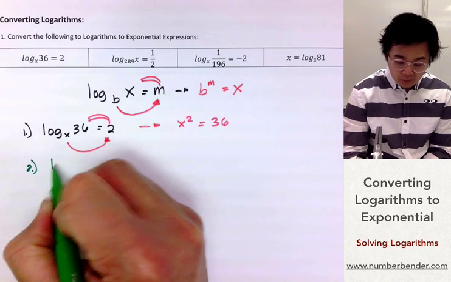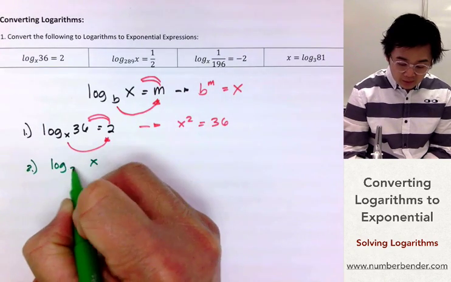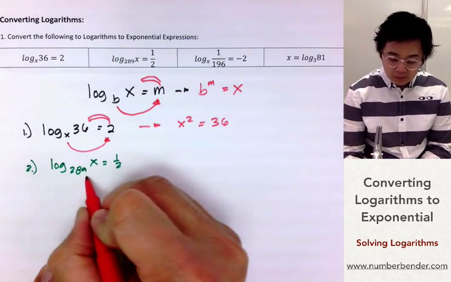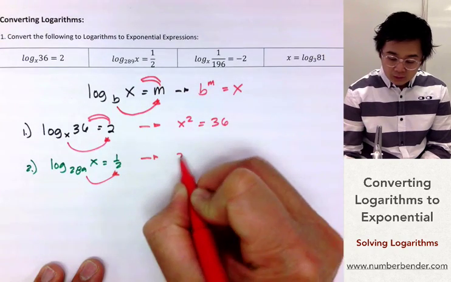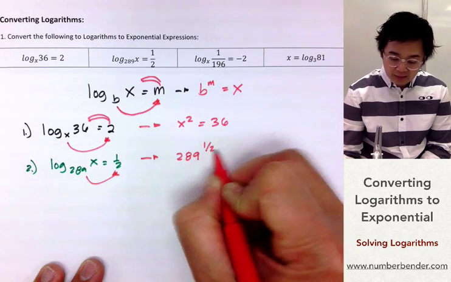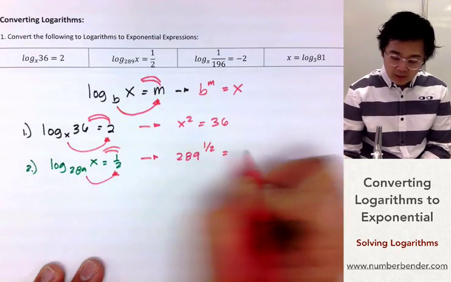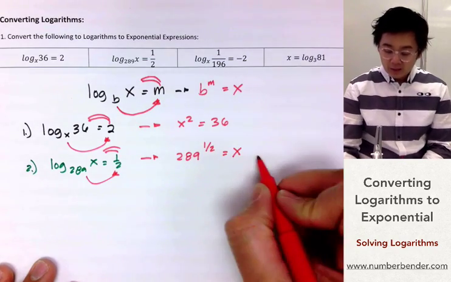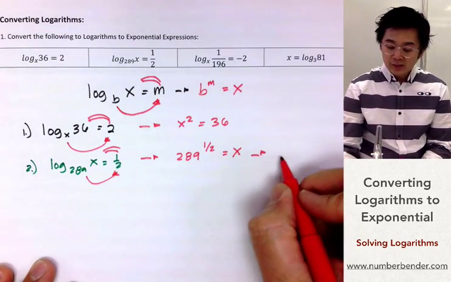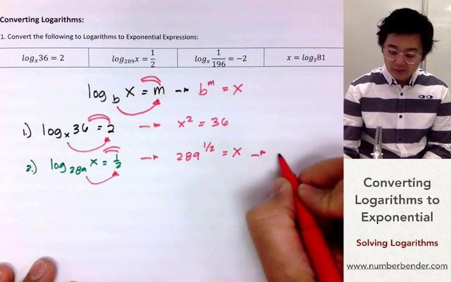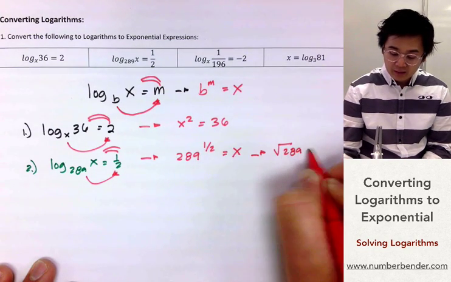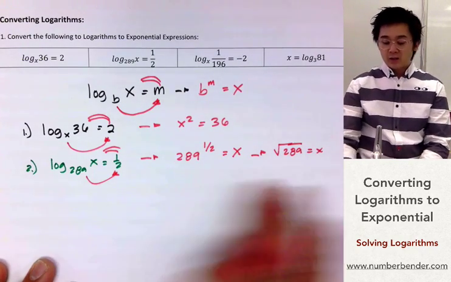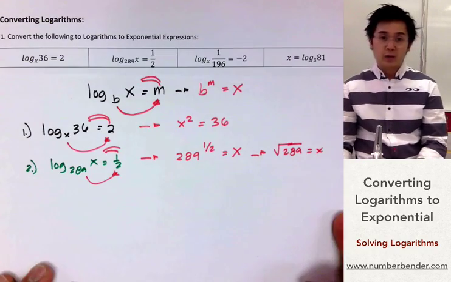So for number 2, logarithm of x base 289 equal to 1/2, if I need to change it into exponential, I'll have 289 raised to 1/2 equal to x. Or similarly, if I need to change this back to a simple equation, an exponent of 1/2 is simply the square root of 289, which is the value of x. So basically, this is how we can solve logarithm by converting it into exponential and simplifying our expression.